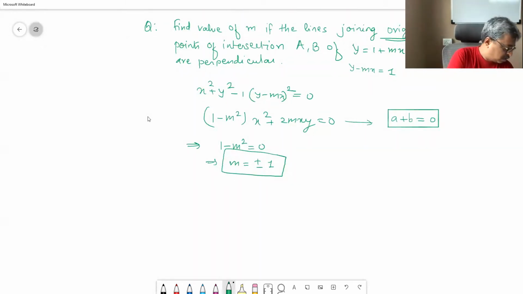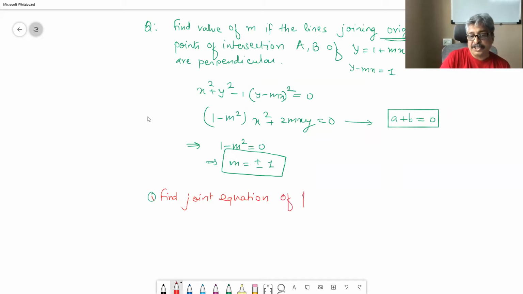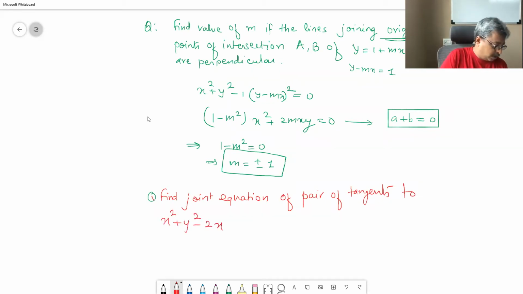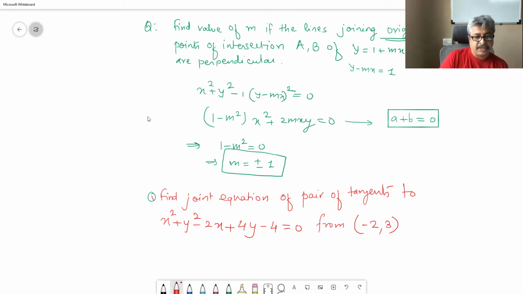Question. Find the joint equation of pair of tangents to circle x square plus y square minus 2x plus 4y minus 4 is equal to 0 from minus 2 comma 3. Also find angle between the lines, and tan of angle between the lines. So, okay.